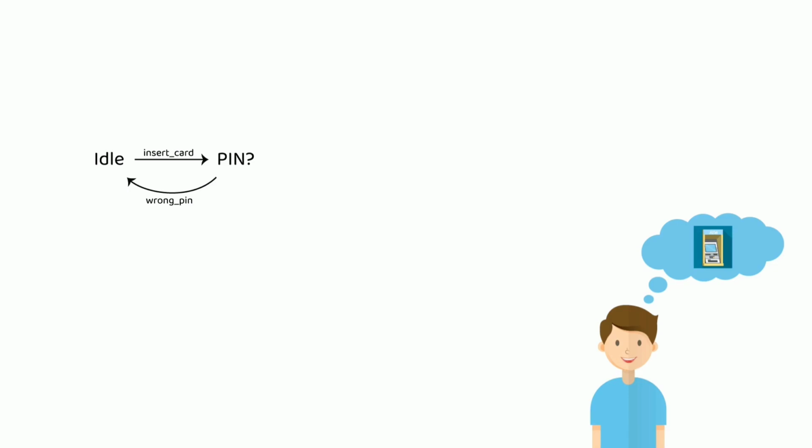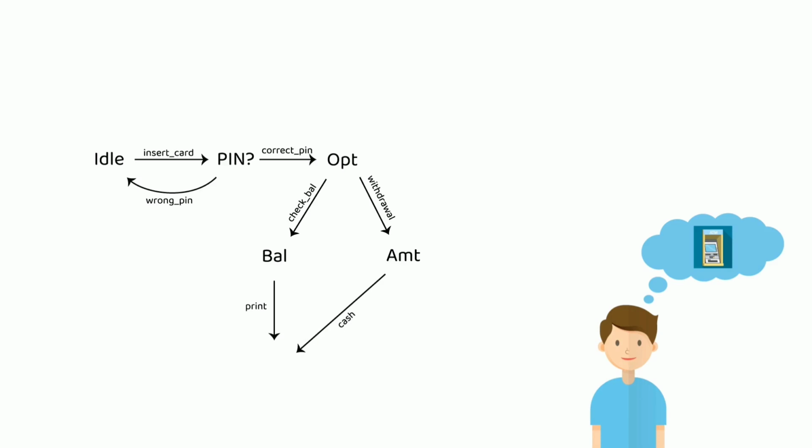And if the person enters the correct PIN, it should give two options: check balance or withdrawal. Assume that the person selects the balance option, then it should print the receipt showing the balance. And upon selecting the withdrawal option, it should ask for the amount. Now the person can enter the amount and get the money. After printing the balance or giving the amount, it should ask if you want to do more transactions or not.